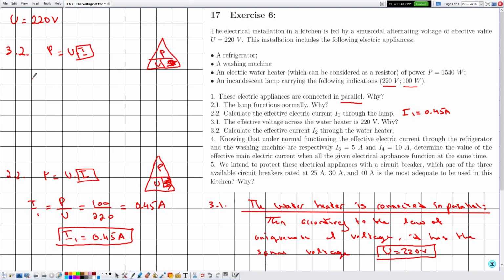Covering I, then I is given by P divided by U. So this is I2. And then the power is given by 1540 divided by 220. Plugging this on the calculator, we get that the current traversing the water heater under normal functioning is given by 7 amperes. Then I2 is equal to 7 amperes. And let me write it down here.